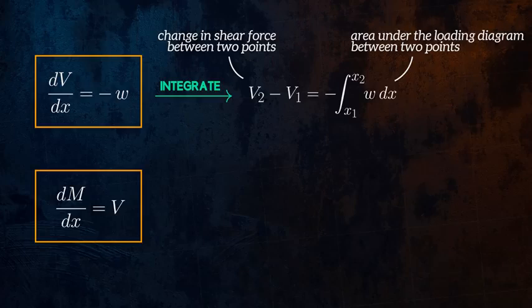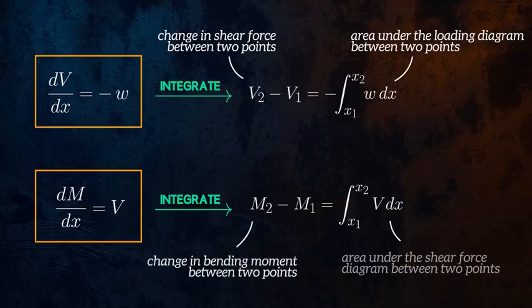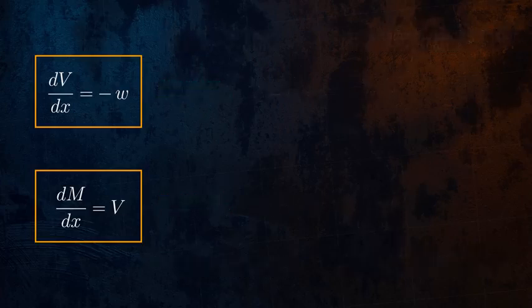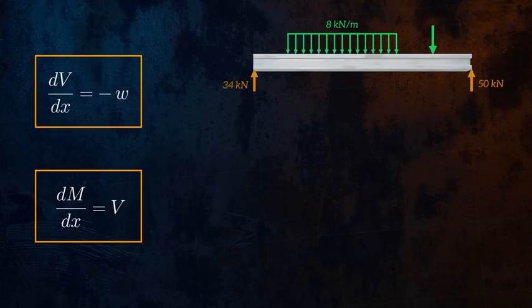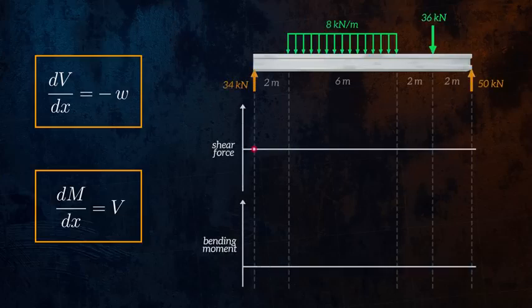And if we integrate the second equation, we can show that the change in bending moment between 2 points is equal to the area under the shear force curve. This is really useful information we can use to help construct or sense check our shear force and bending moment diagrams. Let's take a look at an example. This beam has an applied distributed force and a concentrated force. Let's quickly draw the shear force and bending moment diagrams.